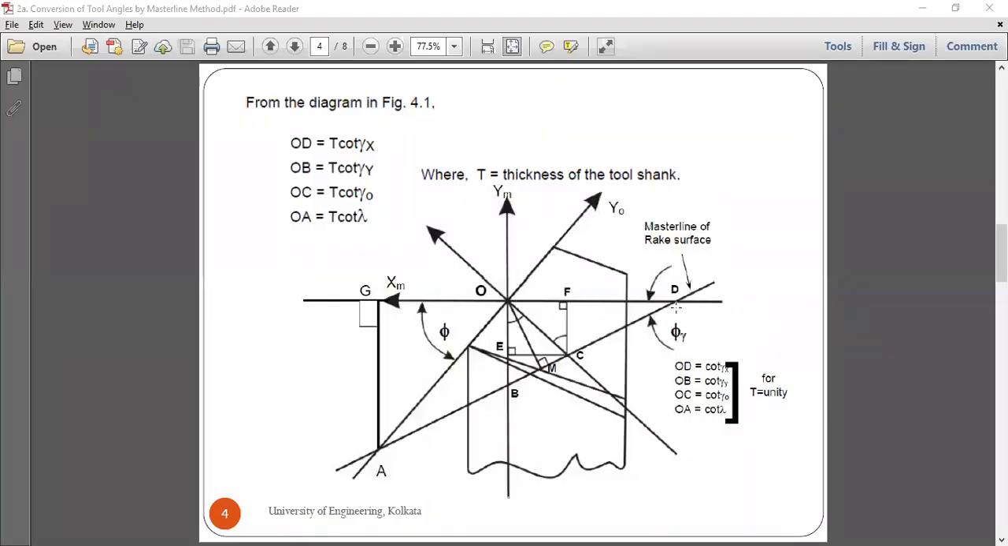If you want to find the area of this triangle OBC, you will have to find the height. This is the height EC and the base is OB. So half into OB into EC.